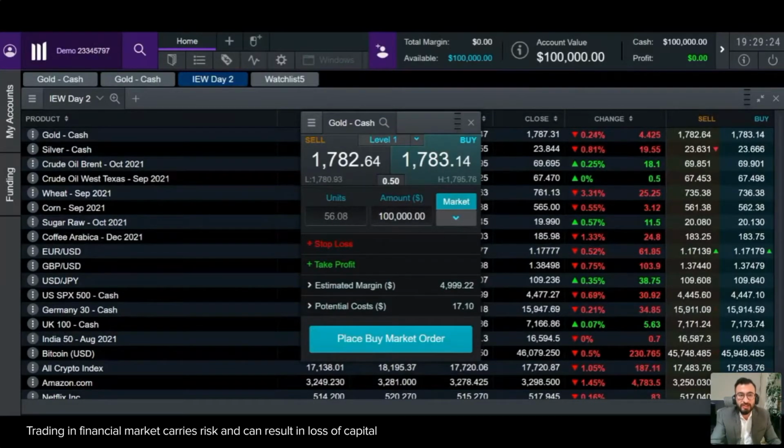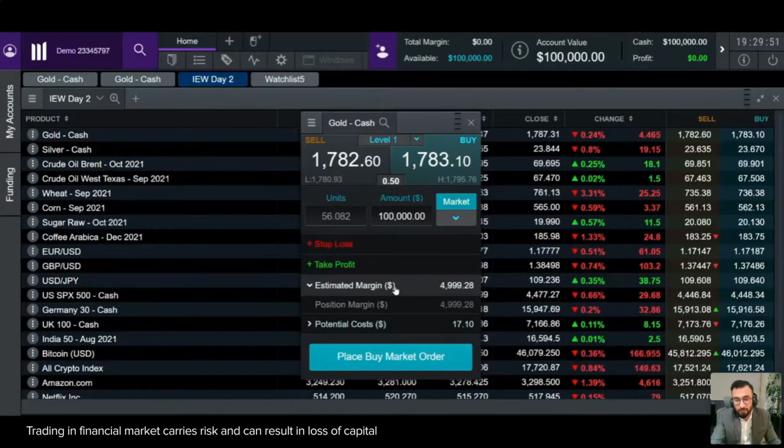Just write your positions. Now, if you can see, while you put your amount, your ounces are calculated automatically, which means whatever money you have in your trading account, you want to buy gold with it. Now, there is something called estimated margin. If you see in the order ticket where the amount is mentioned, there is something called stop loss. Don't click on it. Take profit. Don't click on it. But you can see something called estimated margin.